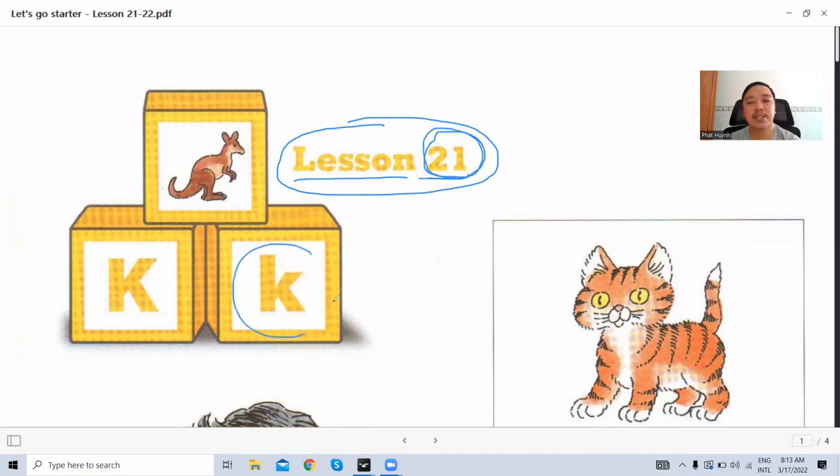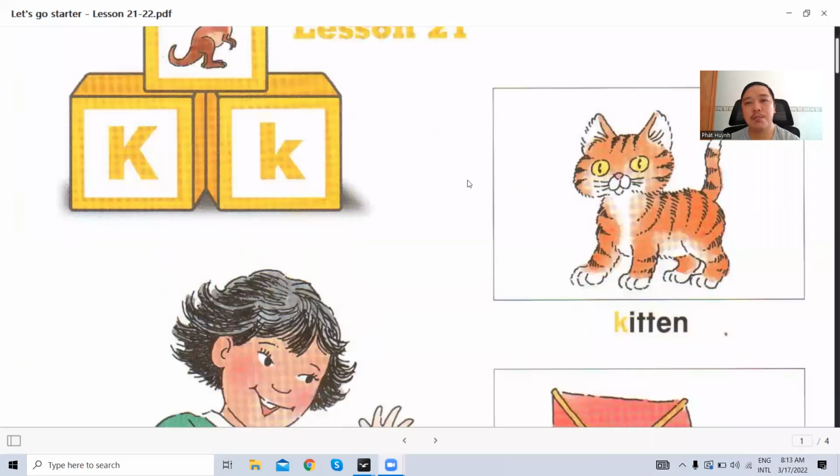Lesson 21. Okay. So what is this letter in English? Nhìn vào hai ký tự này cho thầy biết đây là gì tiếng Anh nào. Okay, that's right. Cake. K, K, K. Đúng rồi, ký tự này là K trong tiếng Anh nha các em. K.